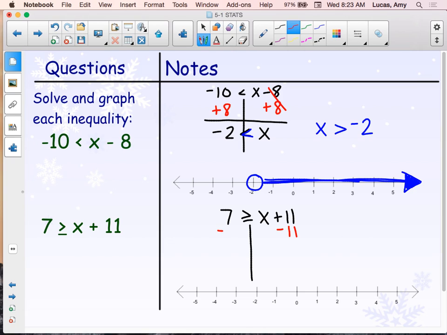Subtract the 11 on each side. So -4 is greater than or equal to x. Reverse it again, so x is less than or equal to -4. I want my variable on the left before I graph it. Now I'm going to do a solid circle, closed circle, because of the line underneath on my symbol, less than or equal to -4, so it could be -4 or anything less.